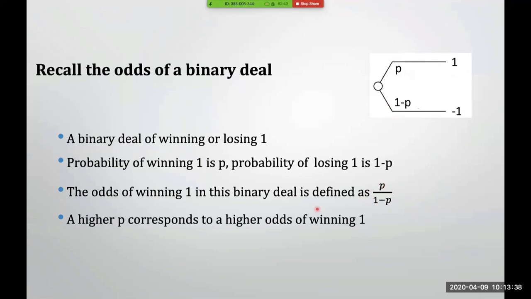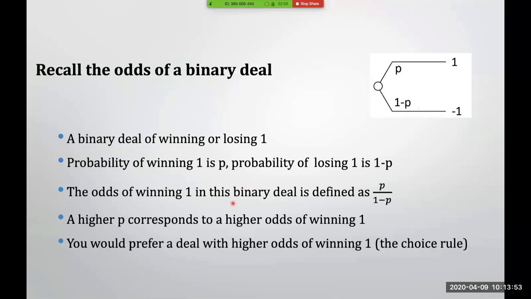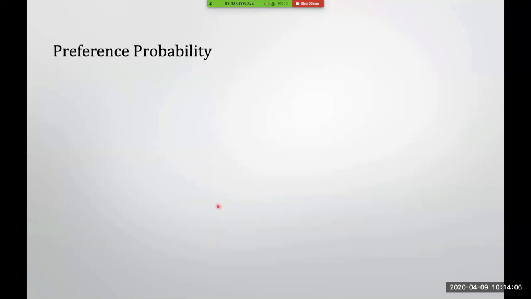I'm just conveying a simple observation that when the odds of winning is higher, in any binary deal, you would prefer that situation. You would prefer a deal with higher odds of winning $1. This is just what the choice rule told us. Also, we learned something called preference probabilities before, right?